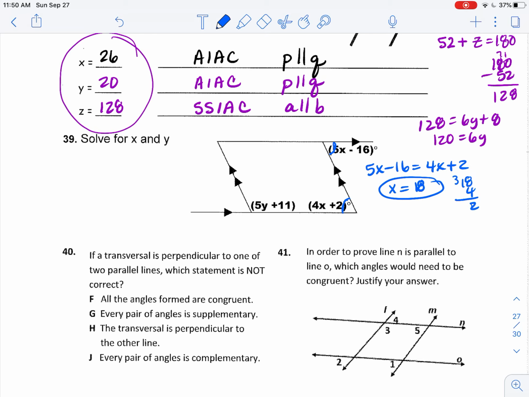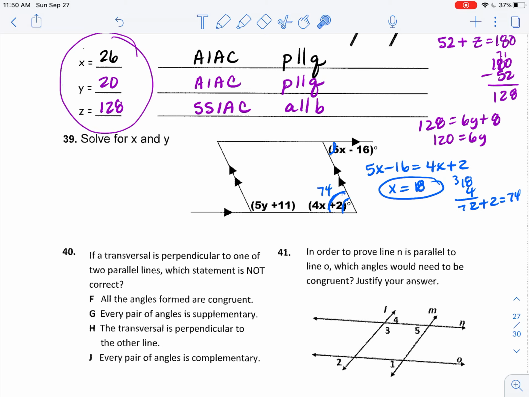And let's see, what's 4 times 18? 18 times 4, let's see, 8 and 4 is 32, 72 plus 2. Okay, so what I've done is I figured out what this angle measure was, and it is 74. If I substitute in the 18 for the x, add 2, I get 74.